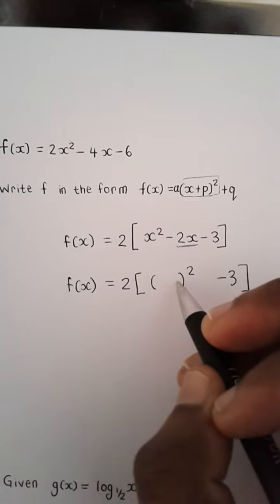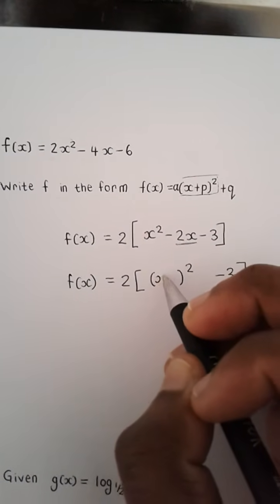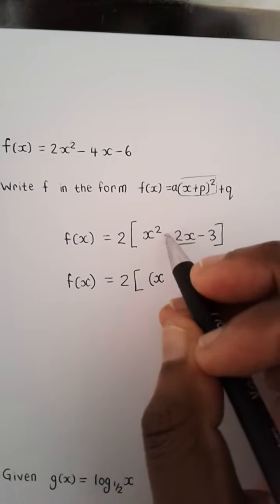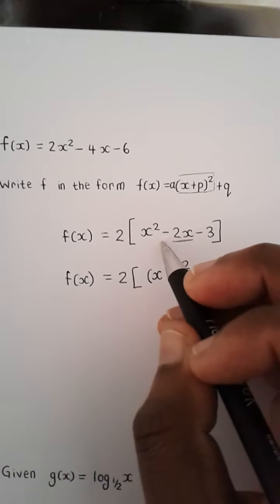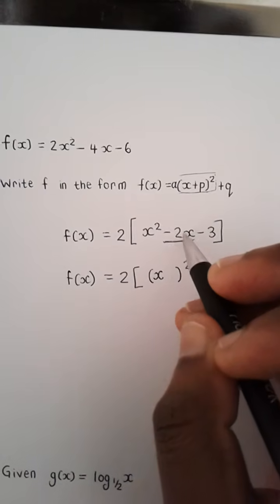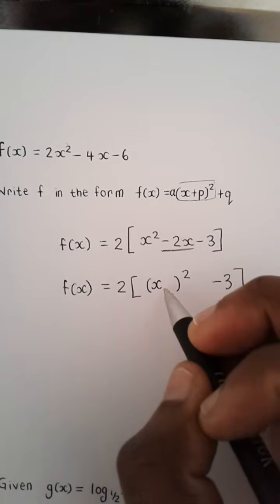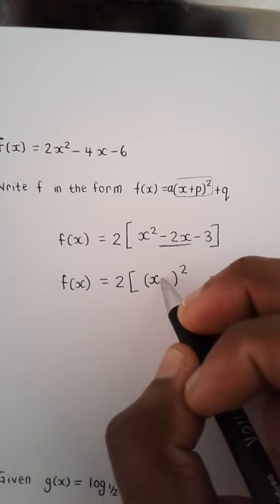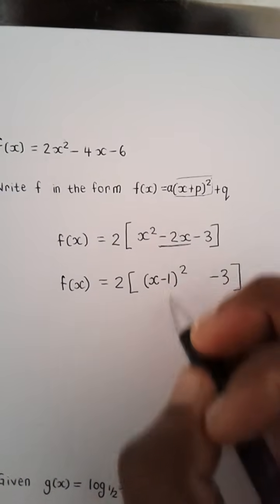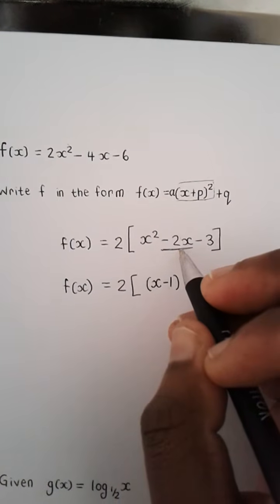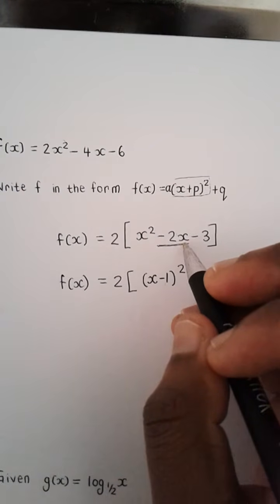So inside over here, we need to add an x term, right? And then we need to add half the coefficient of our x term, right? So the coefficient on our x term is minus 2, right? Half of minus 2 is minus 1, and that goes in here. Okay, so what you put in there is half the coefficient of your x term, right?